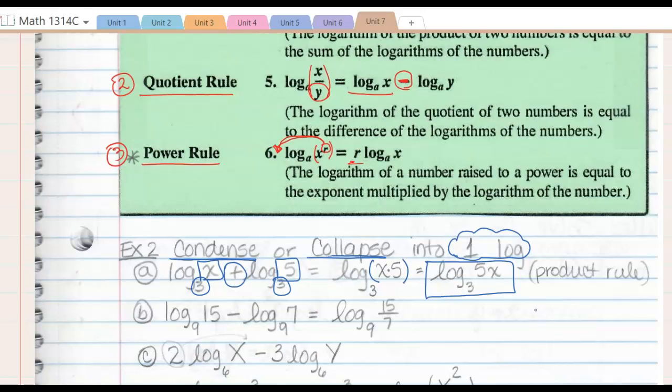If we go to part B, notice we have the log base 9 of 15 minus the log base 9 of 7. Using the quotient rule, if you have a minus sign, then you can write them as a quotient. I am going to have the 15 on the top and the 7 at the bottom because that negative is going with that 7. Remember, that's like a negative exponent causing it to go to the denominator. That's the reason why I have log base 9 of 15 over 7. We use the quotient rule here.